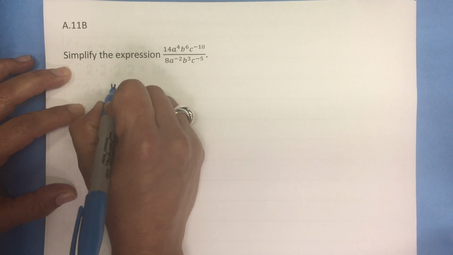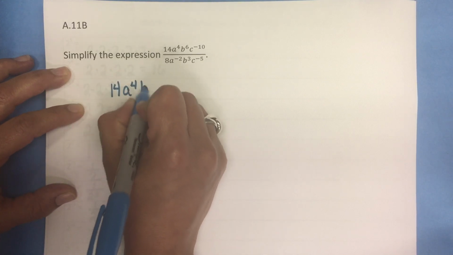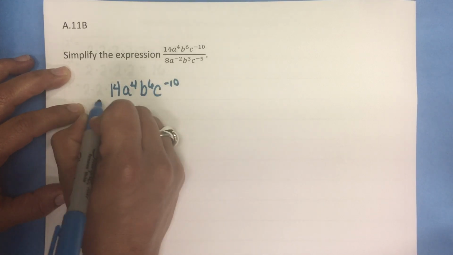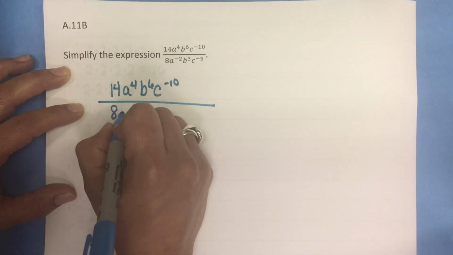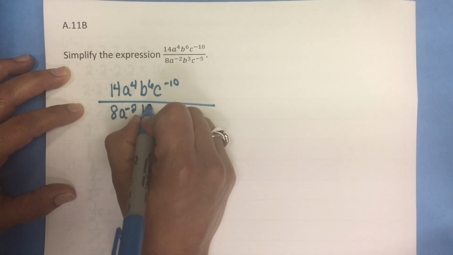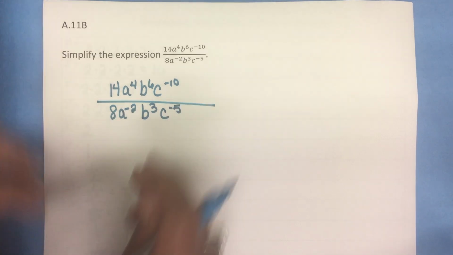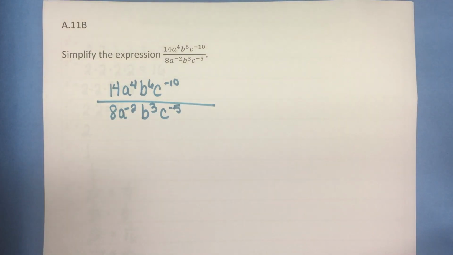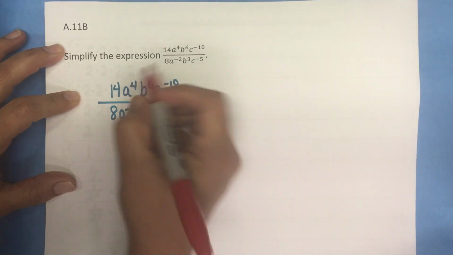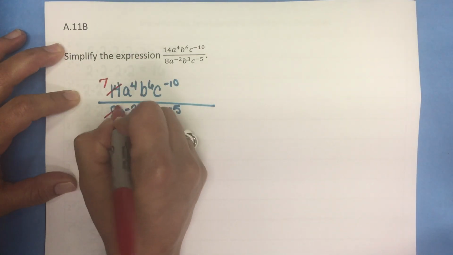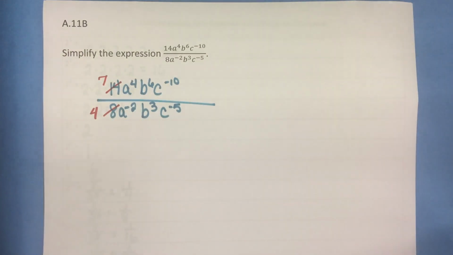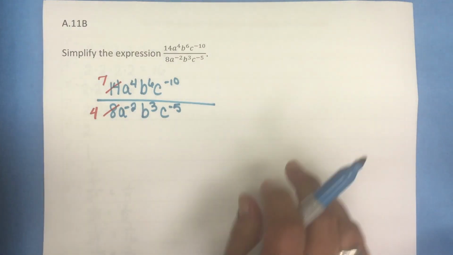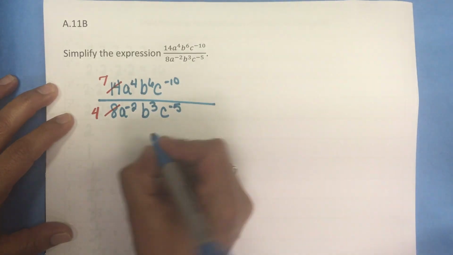So first I'm just going to rewrite what we have here. And if I have coefficients, I do always want to simplify the coefficients. So you can see that we have coefficients of 14 in the numerator and 8 in the denominator. So I'm going to simplify. We can simplify by 2, and we'll have 7 in the numerator and 4 in the denominator. I'm going to go ahead and rewrite that.